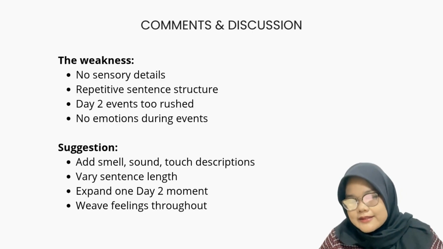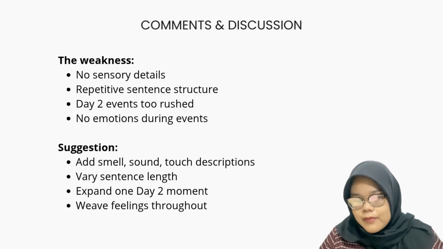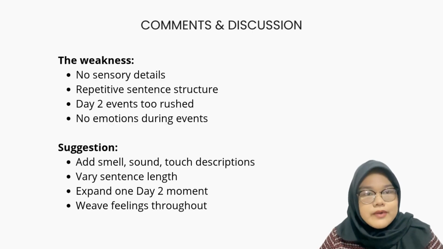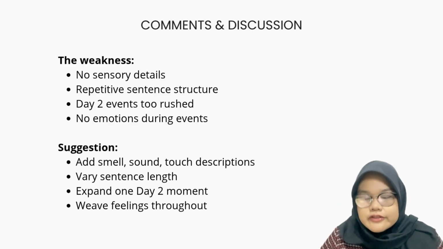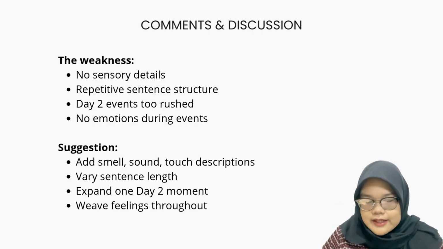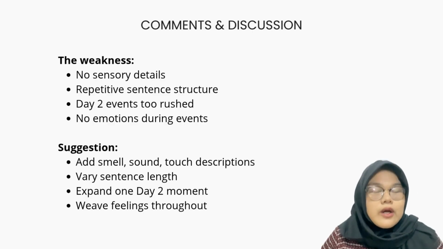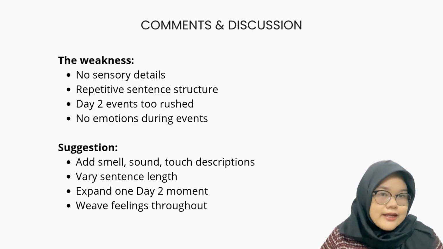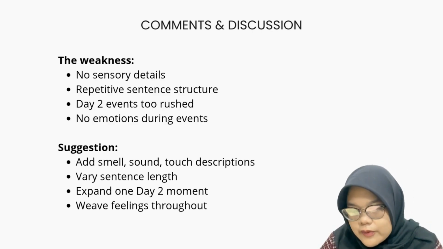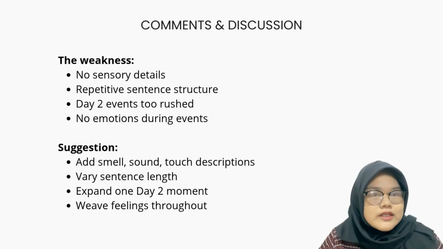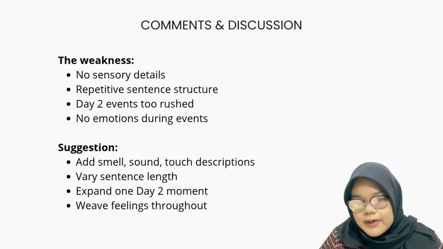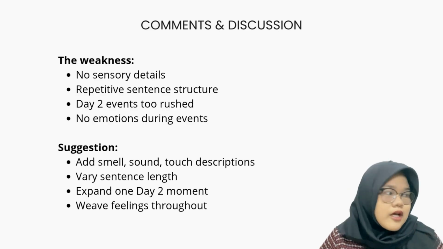The second one is that sentence structure is repetitive. Most sentences follow the same subject, verb, and object pattern. The third is that events in day 2 feel rushed. The morning exercise and games are barely described, so the writer does not tell in detail what happened in the exercise and the games. And the last one is no emotional reflection beyond the final paragraph. So there's no paragraph where the writer tells how each event made the writer feel something about it.